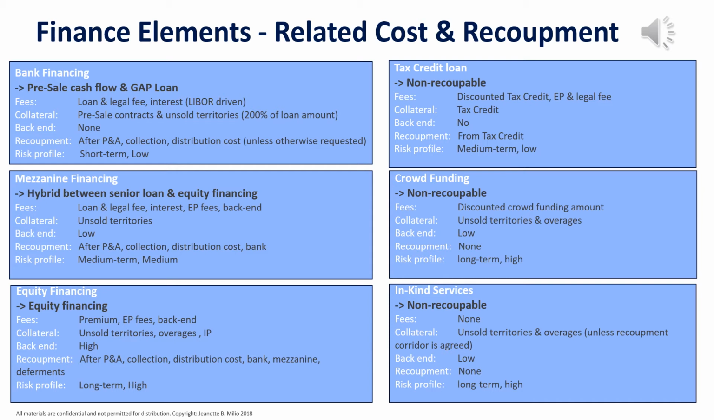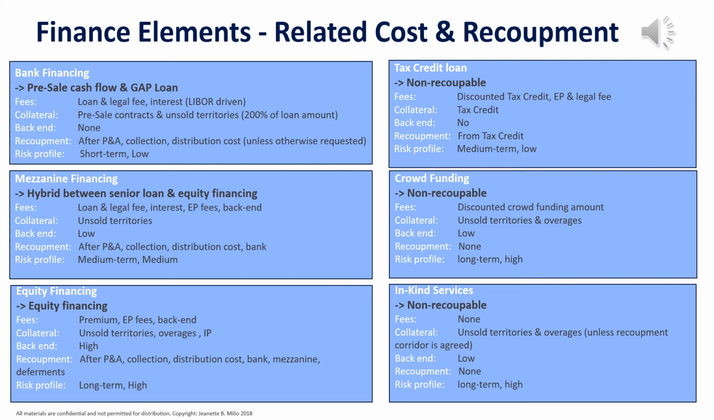So bank financing, meaning the cash loan of pre-sales and our senior loan or gap loan, would be subject to a loan fee and a legal fee as well as an interest. And the interest for this kind of loan is usually LIBOR driven. It's LIBOR plus something, 1, 2, whatever the bank agrees.